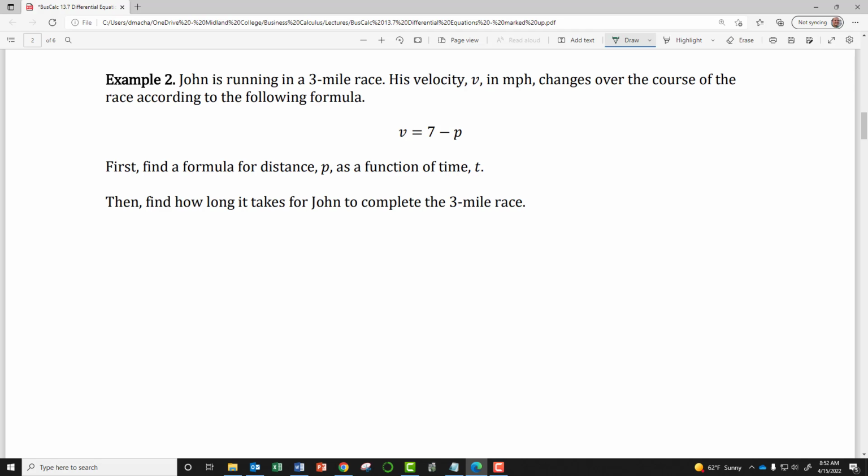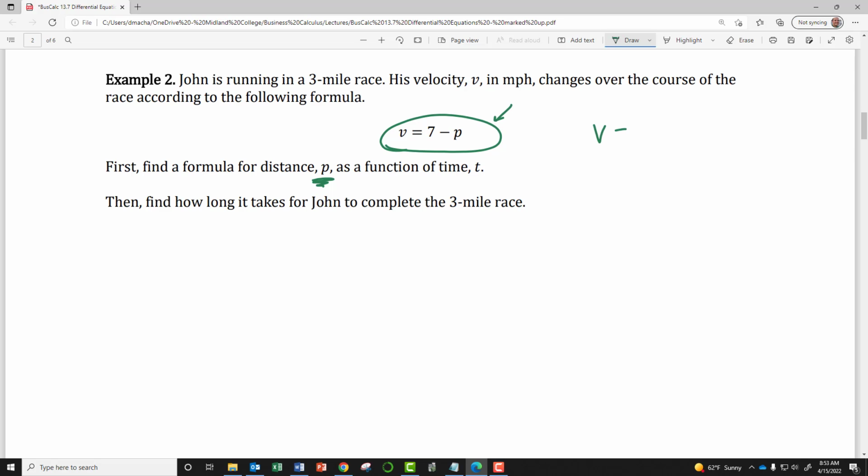Example 2 says John is also running a 3-mile race. His velocity in miles per hour changes over the course of the race as well. So my formula now tells me that his velocity starts off at 7 miles per hour, and then his velocity will decrease by 1 mile per hour for every mile he runs. So after running 1 mile, his velocity will be 6 miles an hour. After running 2 miles, his velocity will be 5 miles an hour, and so on, according to this formula.